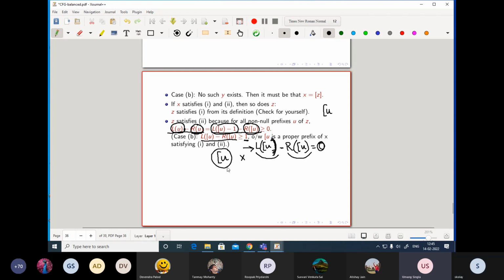Is this point clear? And if L bracket U minus R bracket U is at least 1, that means that L of U minus R of U is greater than or equal to 0, if I consider this expression. Is this point clear? Any questions?